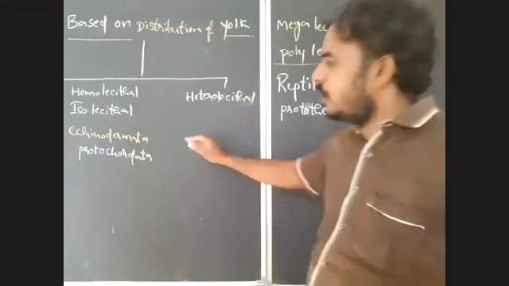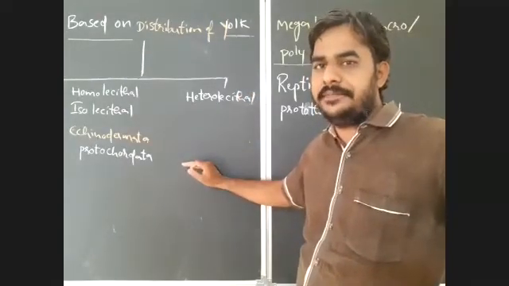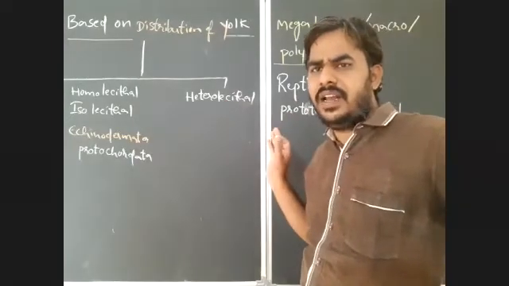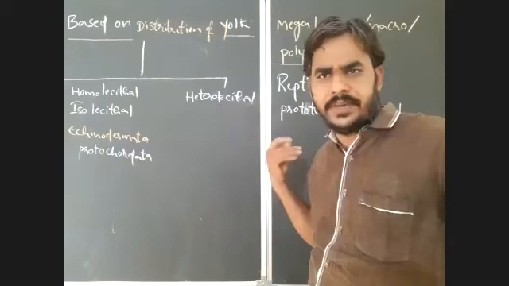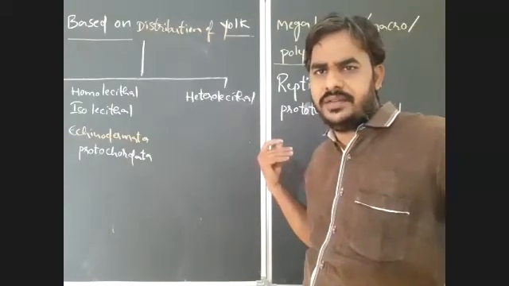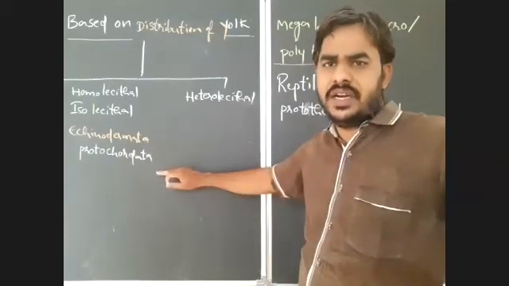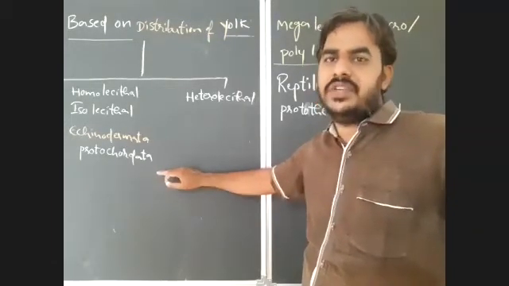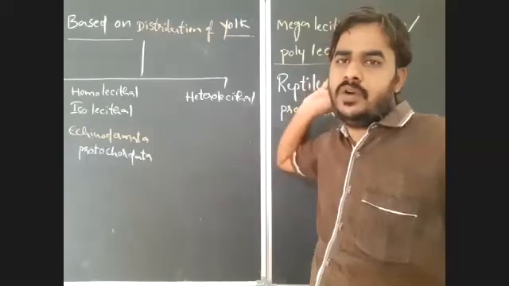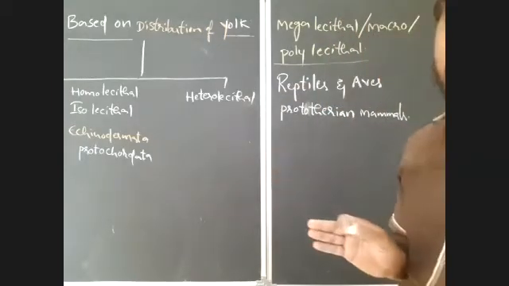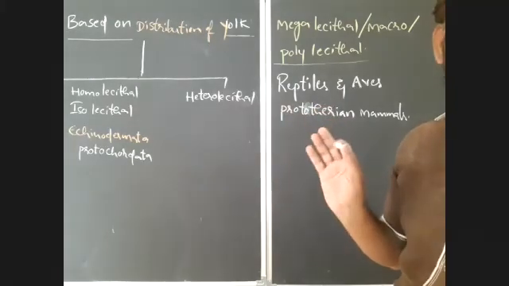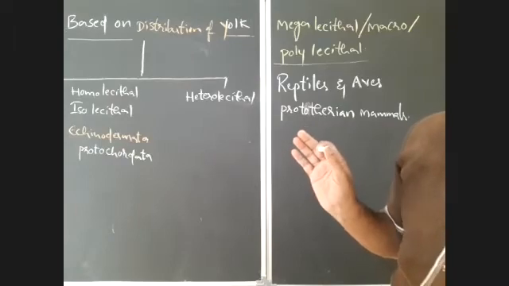In those protochordates, which type of eggs are there? In chordates there are three subphyla: urochordata, cephalochordata, vertebrata. Already you learned that in first year. So urochordata and cephalochordata are collectively known as protochordata. In them, homolethal or isolethal eggs are present. And also in echinoderms, like starfish, homolethal eggs are present, that you have to remember.